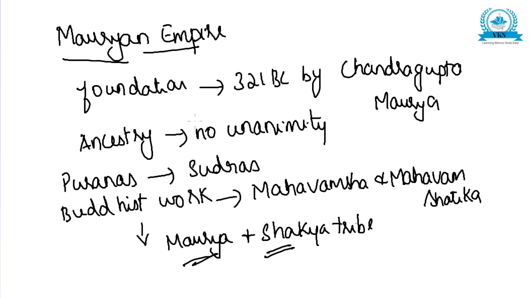So the foundation of the dynasty was done in 321 BC by Chandragupta Maurya, but there is no unanimity regarding their ancestry. The Puranas describe them as Shudras, and the Buddhist works Mahavamsha and Mahavamshatika try to link the Mauryan dynasty with the Shakya tribe to which Buddha belonged. So these were some of the theories regarding the origin of the Mauryan dynasty.